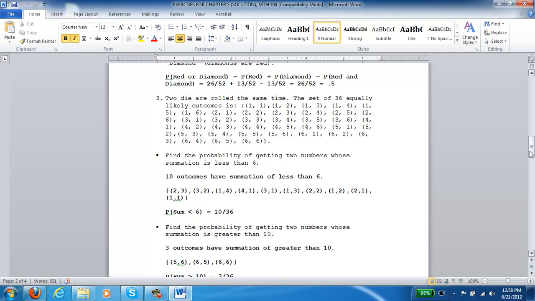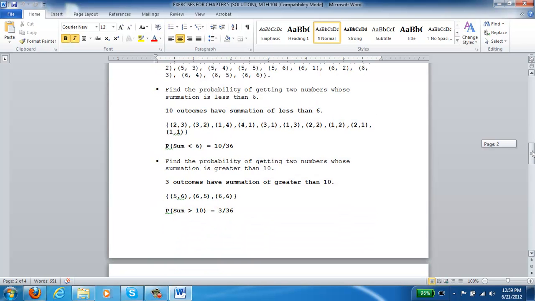Problem 3, we roll 2 dice. So in this case we have the 36 equally likely outcomes. So what is the probability to get two numbers whose summation is less than 6? When we roll 2 dice, the summation could be a 2, 1 and 1, a 3, a 4 and a 5. So we have a total of 10 outcomes that have a summation of less than 6. And I have them here: 2 and 3, 3 and 2 and so on. So the probability to have a summation less than 6 will be 10, the outcomes, over 36, the total number of outcomes.